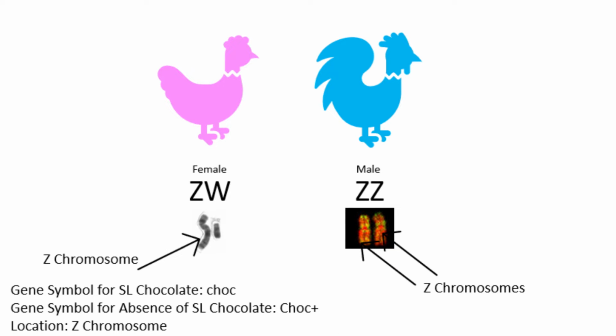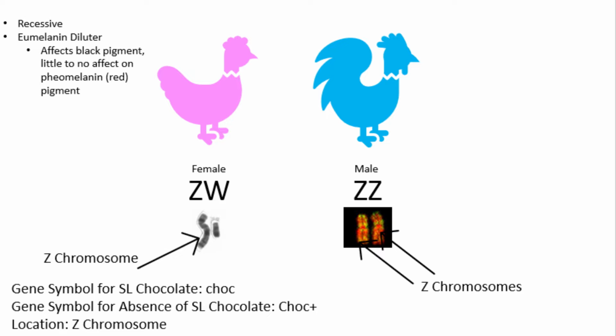The chocolate gene, denoted by the gene name choc, spelled all lowercase, is a sex-linked gene. This means that it is located on the Z chromosome. It is also a recessive gene, meaning it can be more difficult to work with when trying to introduce it into a new breed or cross with another color.